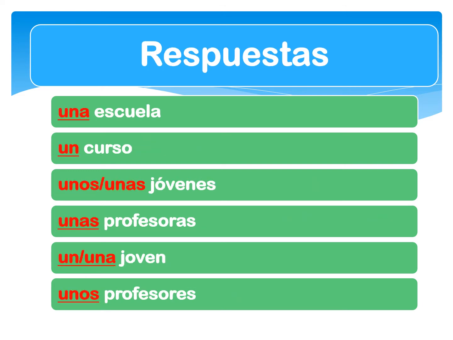Here are respuestas. Una escuela, un curso, unos jóvenes, unas jóvenes. Okay, so for unos, that's if it's 100% young people, males, or it could be a group of males and females. Unas jóvenes would have to be 100% females for some young people. All right, unas profesoras, un joven. If it's un, then it means a male young person, and una joven, that means it's a female young person or teenagers. Unos profesores, some teachers. Could be all males, most likely it's going to be a group of males and females.